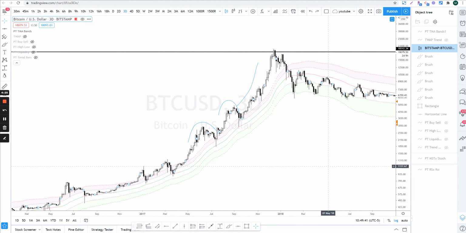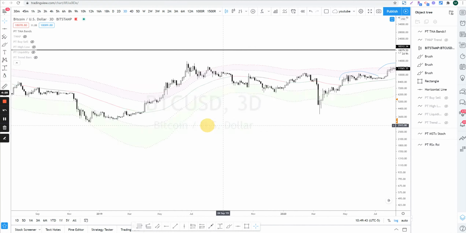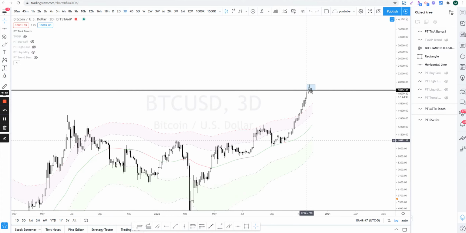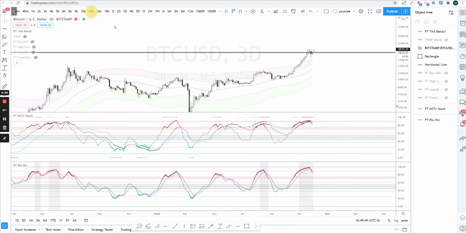In regards to swing trading and how you can actually catch the swing, look at your RSX and your MSTX. I'll show you guys now. Hold on. Alright. 12-hour.